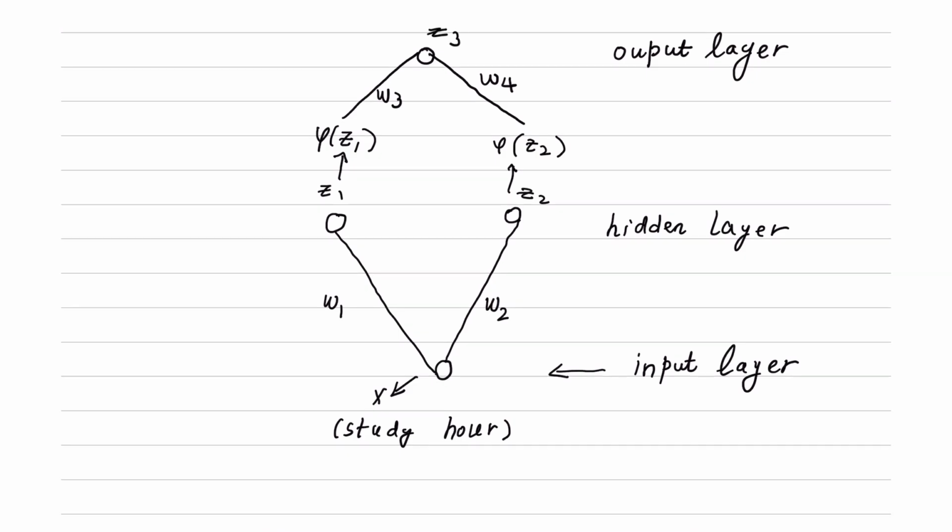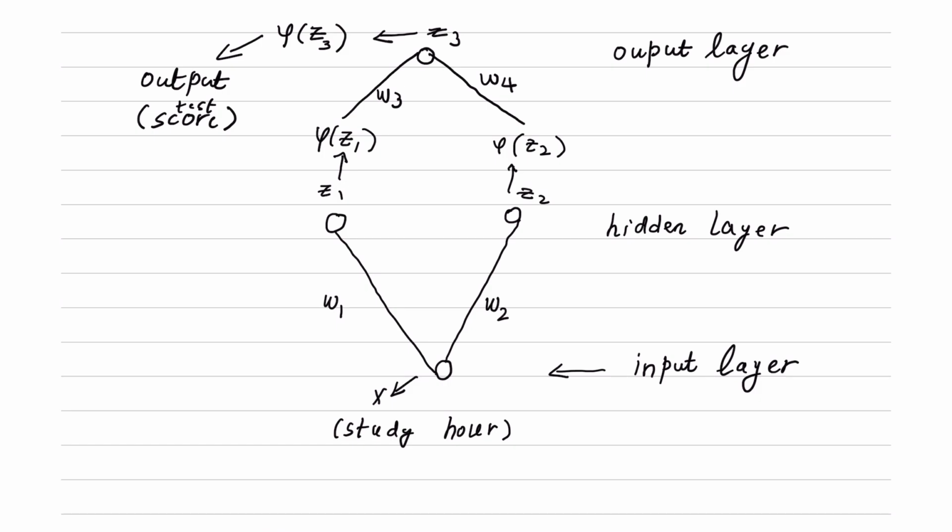Just like in the hidden layer, when you got Z1 and Z2, you applied an activation function. Now on this Z3, you will apply the activation function phi of Z3, which would be nothing but just the output, that is the variable y, or here it is the test score. So this is the conceptualization of neural network learning.